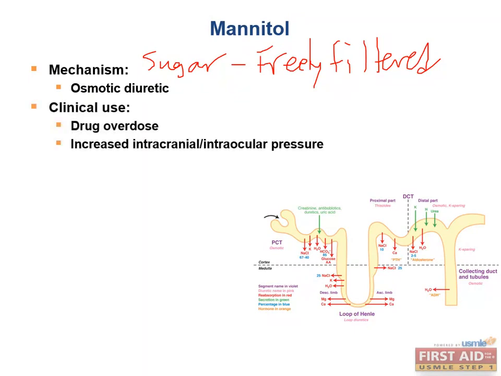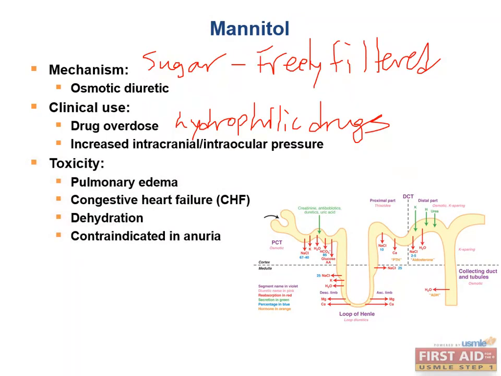Clinically, it's used for drug overdose and increased intracranial or intraocular pressure. For drug overdose, the drugs that it's used for are hydrophilic drugs, because mannitol can increase the diuresis of water, and that will take the hydrophilic drugs with it. Toxicity of mannitol includes pulmonary edema, congestive heart failure, dehydration, and it's contraindicated in anuria when patients can't produce urine.